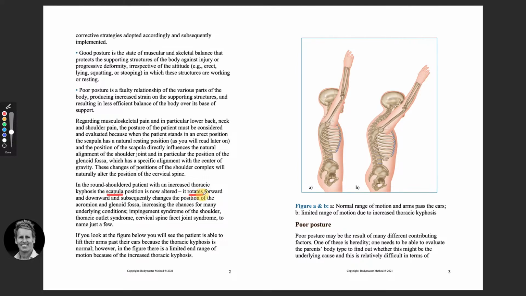Basically the scapula will rotate forward and downward, and then it changes the position of your acromion and the glenoid fossa, which relates to the shoulder complex. The downside of the change of posture and its relationship to the shoulder is that it can increase the chance for many conditions: impingement syndrome, bursitis, impingement of the supraspinatus. It can also relate to what we call TOS, thoracic outlet syndrome, which has many causes, and position and posture are naturally related to that. Cervical spine facet joint problems, just to name a few.